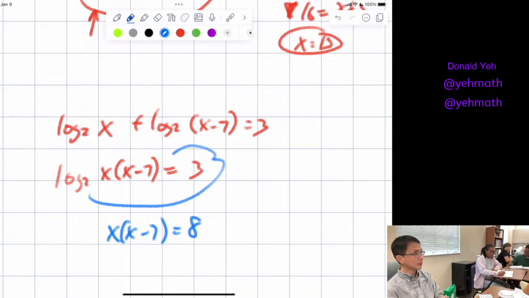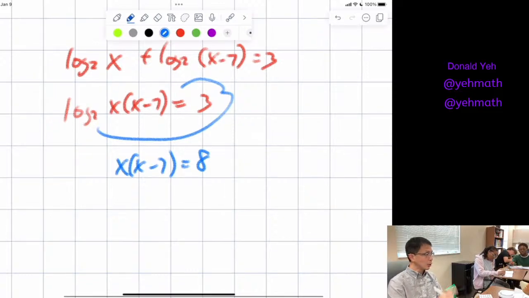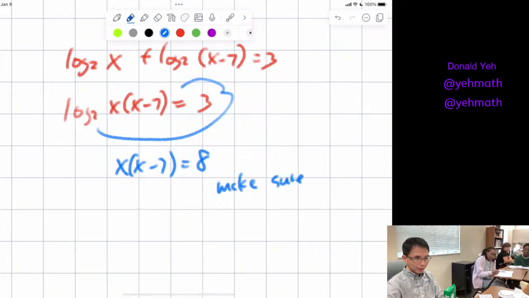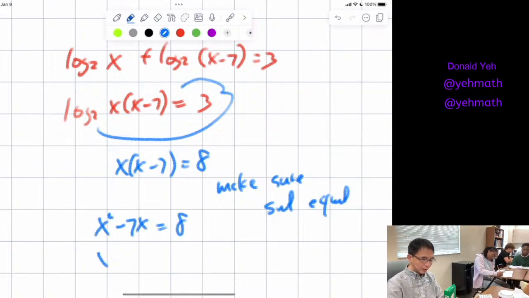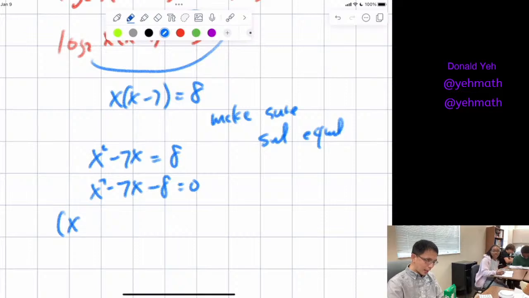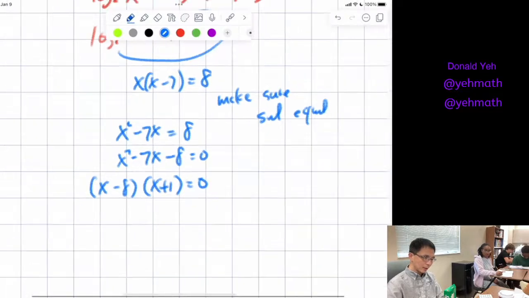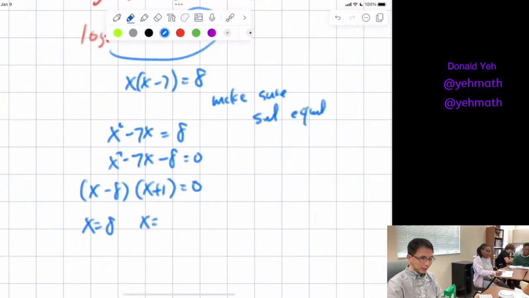8. But what do I do next, though? Or you distribute the x, so it's x squared minus 7x, and you move the 8. Exactly. You have to make sure the equation is equal to 0. It cannot be solved like this, x equal to 8, x equal to 1. No, that's not true. You have to set the equation equal to 0, because then you can use the property. I'm going to show you in a second. This is x minus 8 and x plus 1. And x equal to 8, x equal to negative 1.